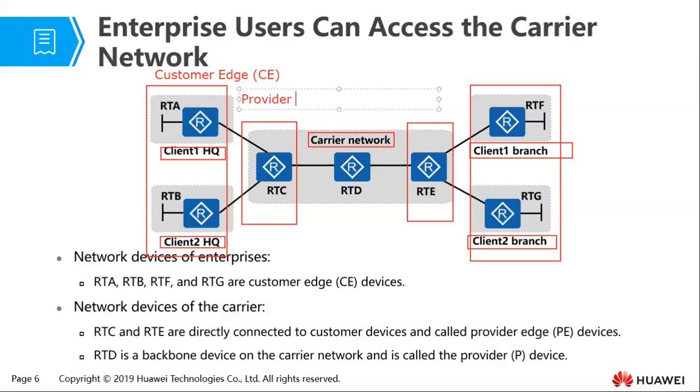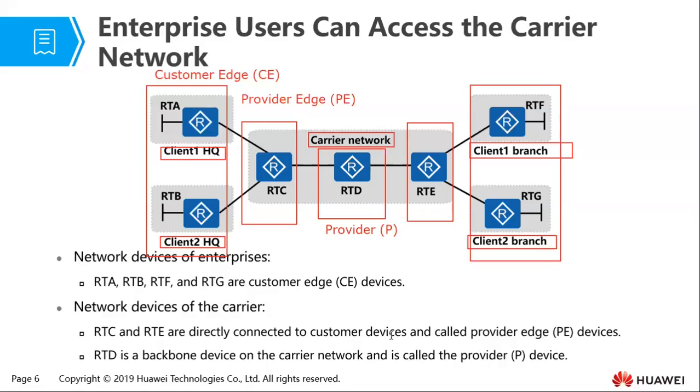Provider edge routers. So we'll be referring to them as PEs. So RTC and RTE, they are PE. Then we have this guy here, RTD, which is interconnecting the PEs in the carrier network. And this guy is normally referred to as the provider router. Provider router is also commonly referred to as the P device.